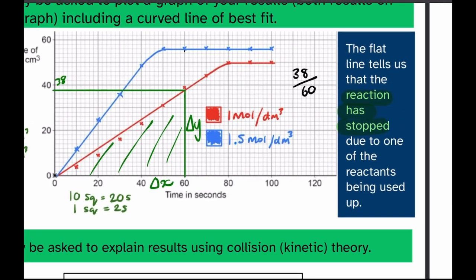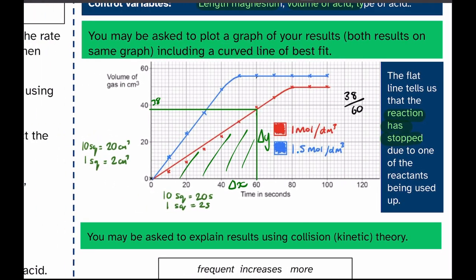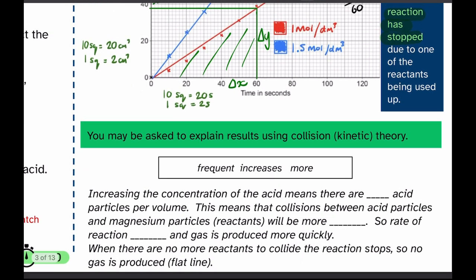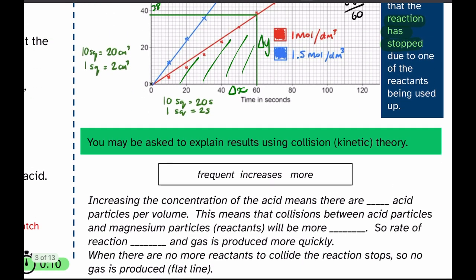Once you've plotted a graph and once you've done some maths with the graph, the next thing that they'll probably ask you to do is explain the results, and they're going to link this to collision theory. Collision theory comes up on the chemistry paper 2 pretty much every year, and we're going to go through it in the second part of the session. But collision theory, remember, is about explaining why the rate of reaction would increase or decrease in terms of particles and collisions between particles and the factors that would affect that.